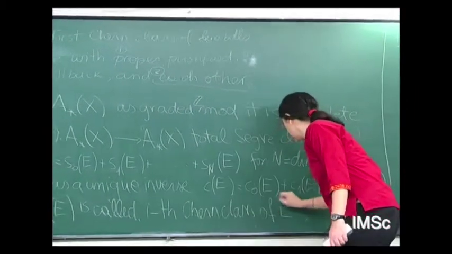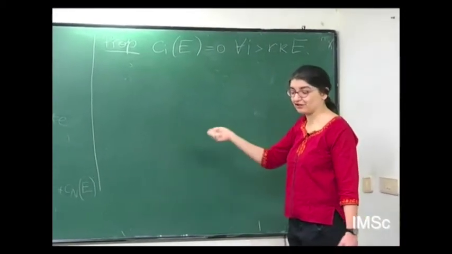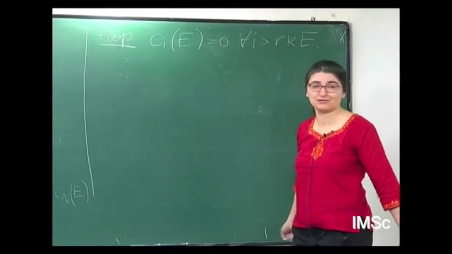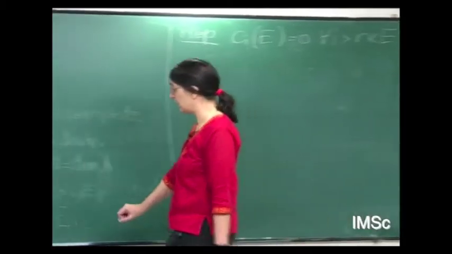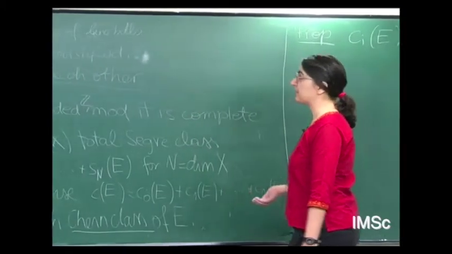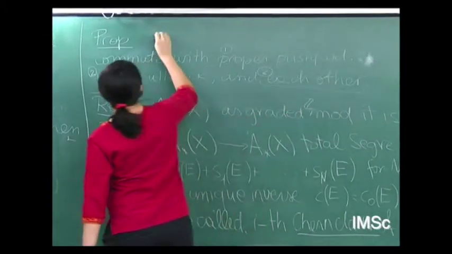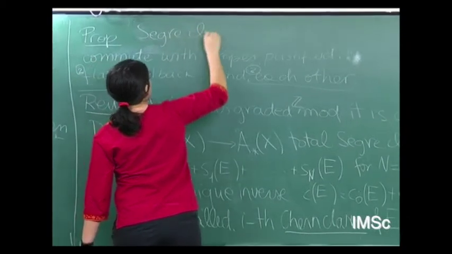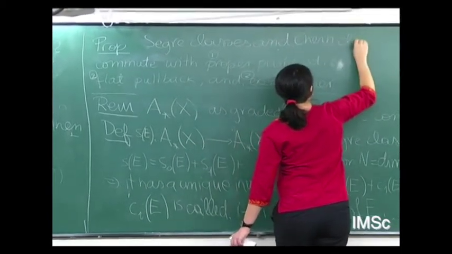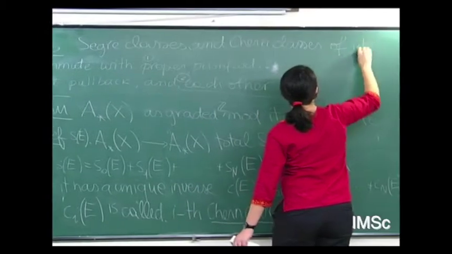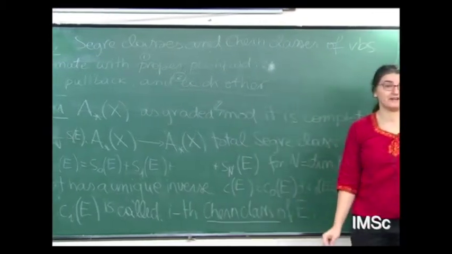Of E. And note, for obvious reasons, this is not true for the Segre classes. I mean, you just write it for the Chern classes, take the inverse, and you check that in general you don't get 0. And the proposition is that Segre classes and Chern classes of vector bundles commute with proper push forward, flat pull back, and each other.